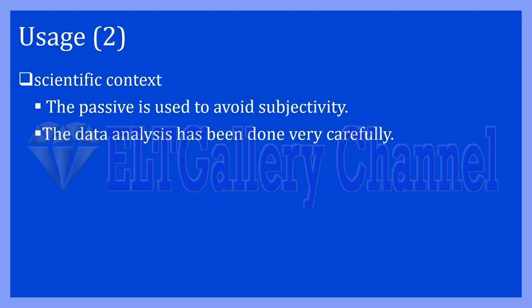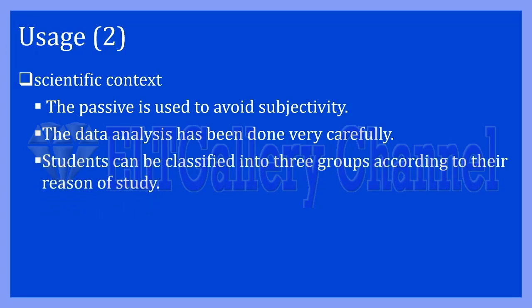So we have the passive "has been done," and we have "been" here because we have "has," and we have "done" here because it's passive. The data analysis has been done very carefully. We have, the students can be classified into three groups according to their reason of study. So we have "can be classified." Of course, somebody classified the students, but here the most important thing is that it appears in a scientific context. We want to be objective and we want to avoid subjectivity. Students can be classified into three groups according to their reason of study. For example, they study because they want to master something, or they study because of a certificate, or they study because of some social reason. So we can classify students into three groups. This is just an explanation of why we can say that students can be classified into three groups according to their reasons of study.